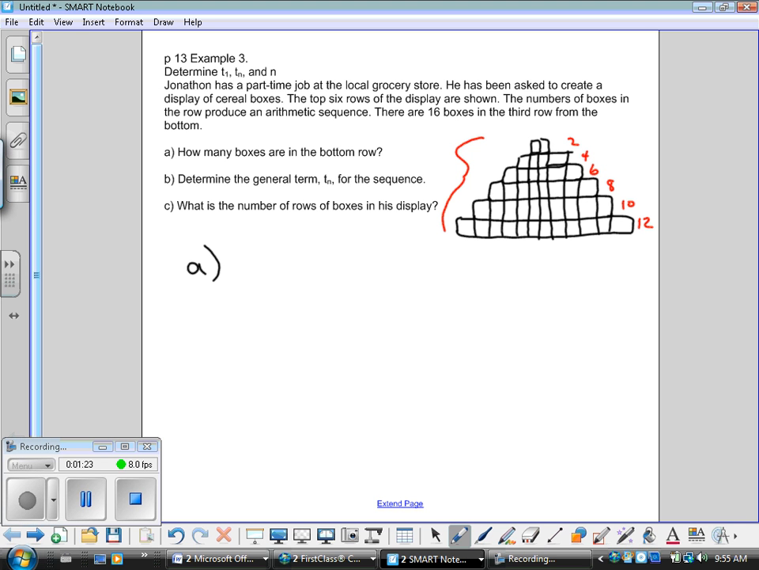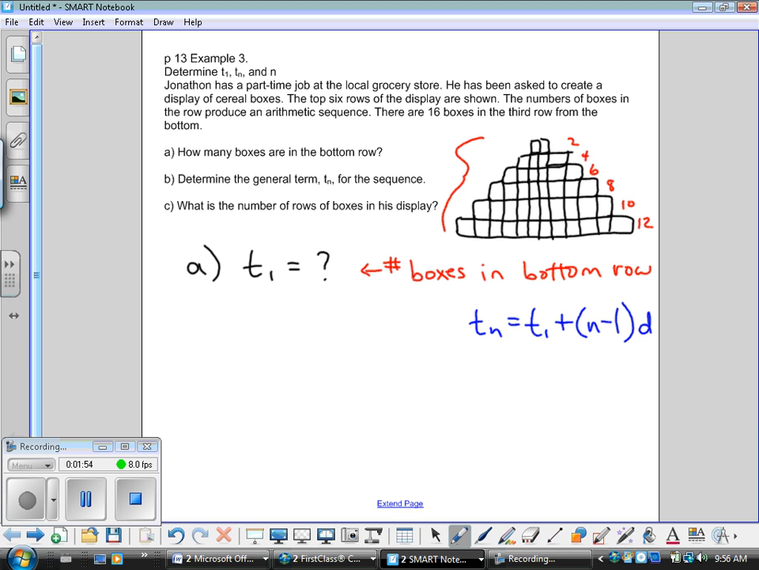If we consider that the bottom row is going to be the first term in our sequence, then we'll call that T1. That's really what we're looking for: the number of boxes in the first row. I'll just jot down here our arithmetic sequence term formula. If you want to find the nth term, we're always going to take the first term, and we will add the common difference n minus 1 times. So n minus 1 times the common difference.